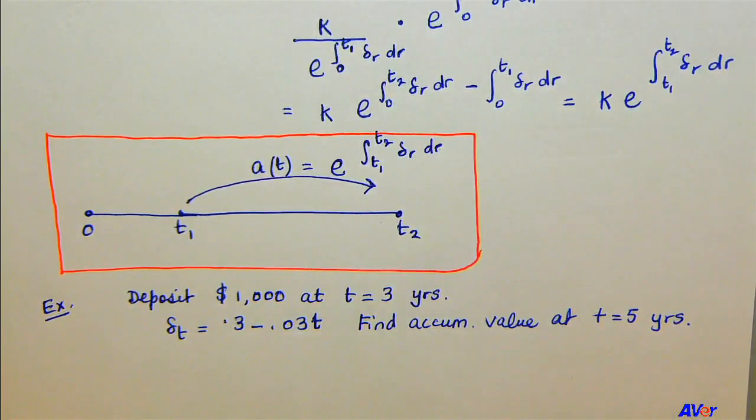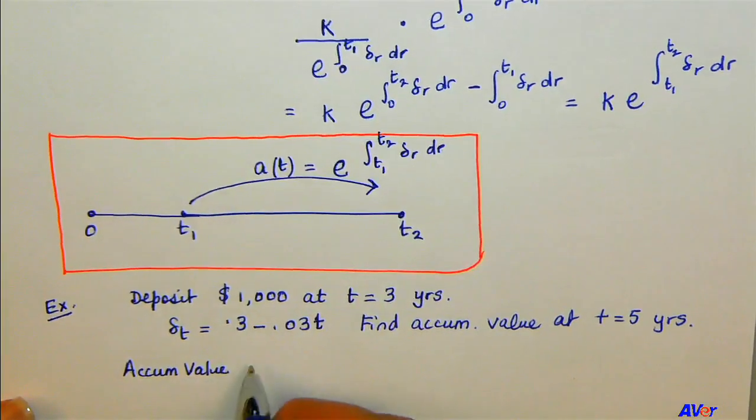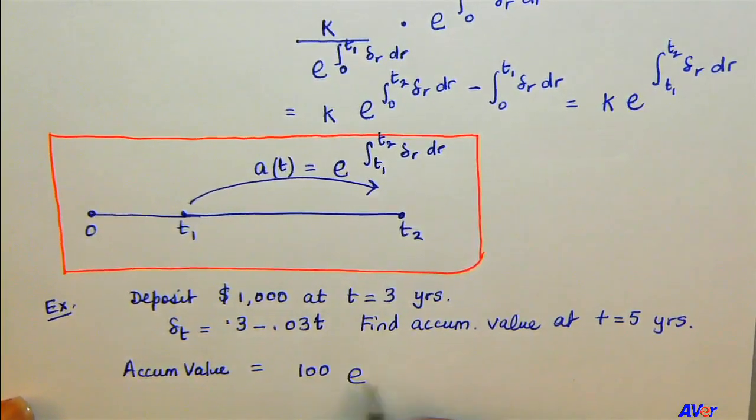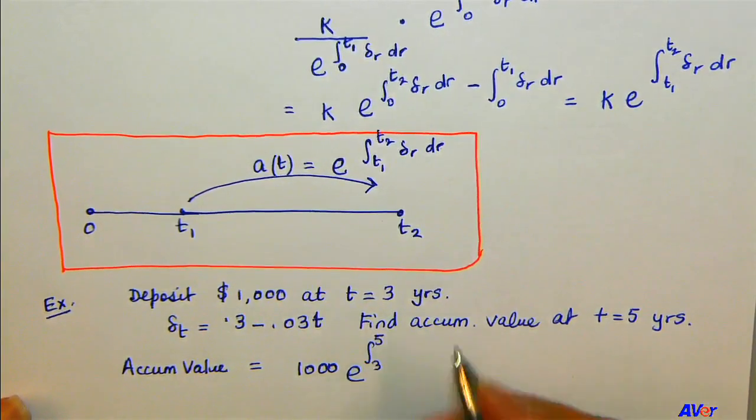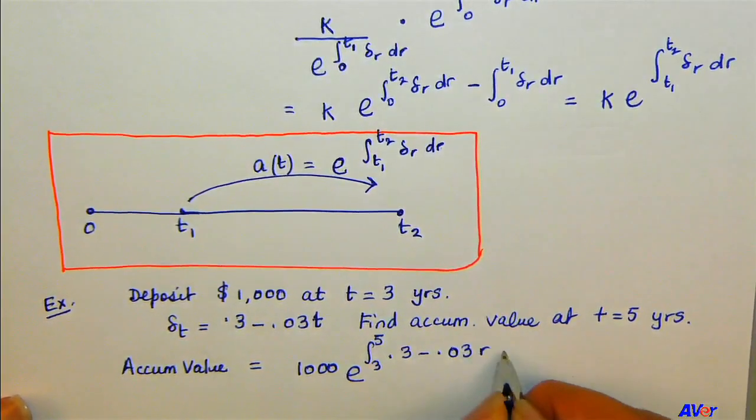So what are you going to do? You're going to use our new formula. If I was doing this otherwise, I would have to first bring it back and first discount it back and then grow it, right? Because it's a strange a of t. But I don't want to deal with that. So I'm going to use my new formula, which says the accumulated value is equal to 1,000 e to the integral from 3 to 5 of delta 0.3 minus 0.03 r dr.